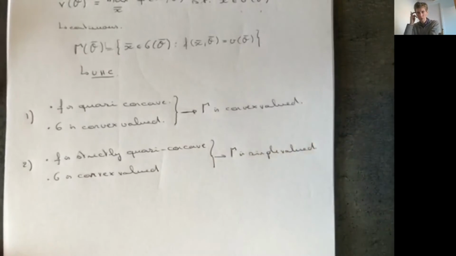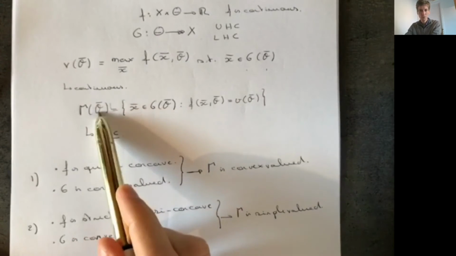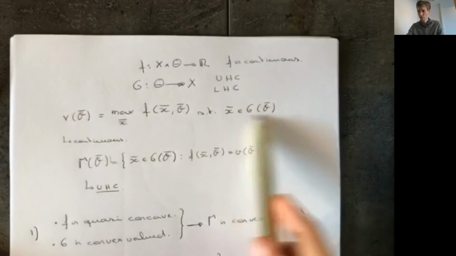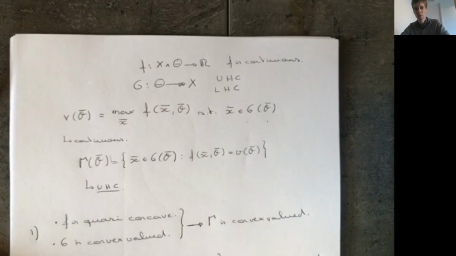So what does it mean for gamma to be single valued? Well, it means that for every theta, this set here only contains one element. There cannot be two optimal elements. This also means that if I solve this maximization problem, then for any theta I will get a unique solution. There will be only one x that solves this problem.